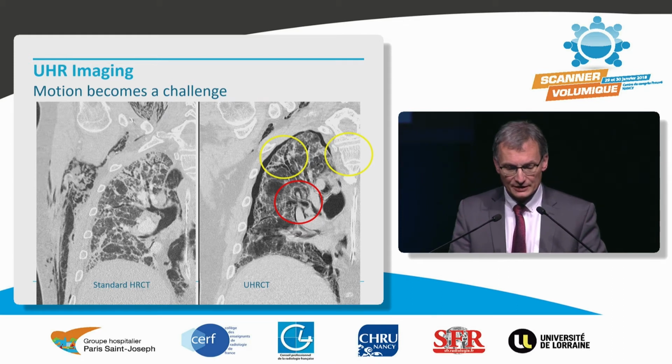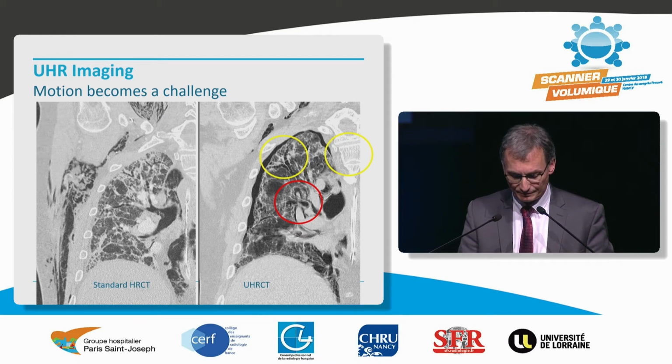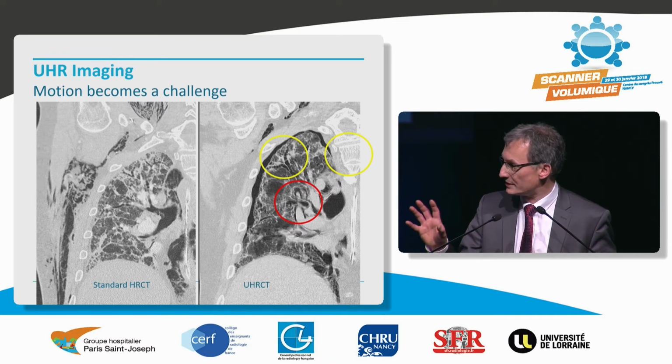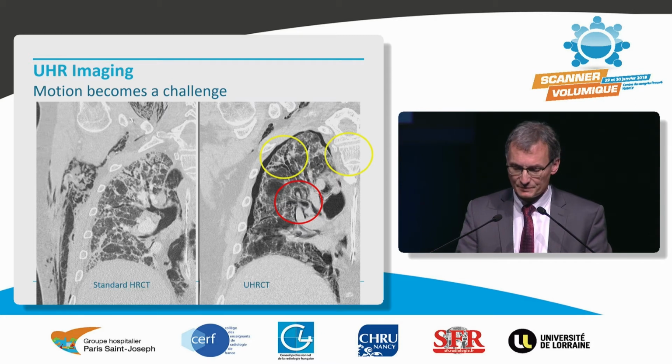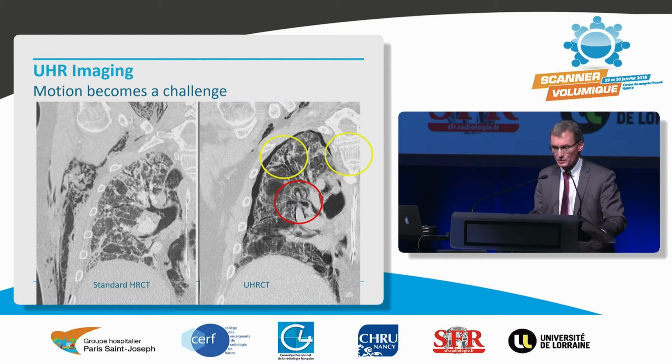Here's another challenge that we're getting, and that's motion. Here's a standard CT compared to an ultra-high resolution CT, and you can see that the spatial resolution is superior, but also in the red circle, what we do see is that there's pulsation artifacts, and these pulsation artifacts become much more clear because if you have a resolution of basically the size of a grain of salt, any pulsation can give us problems.